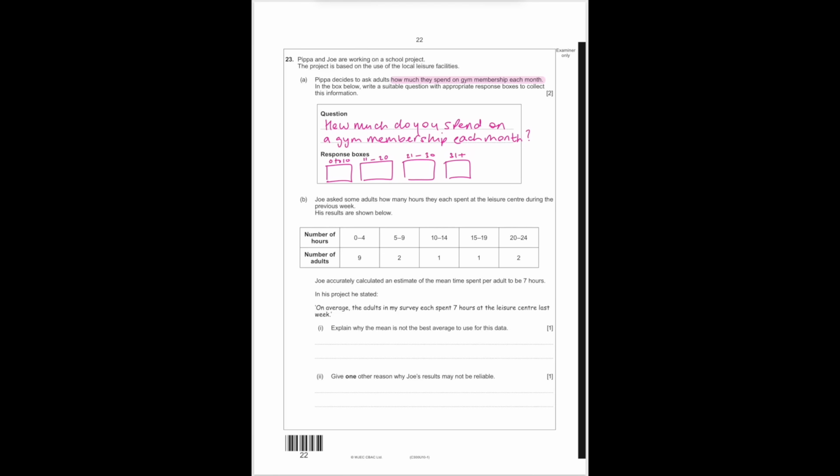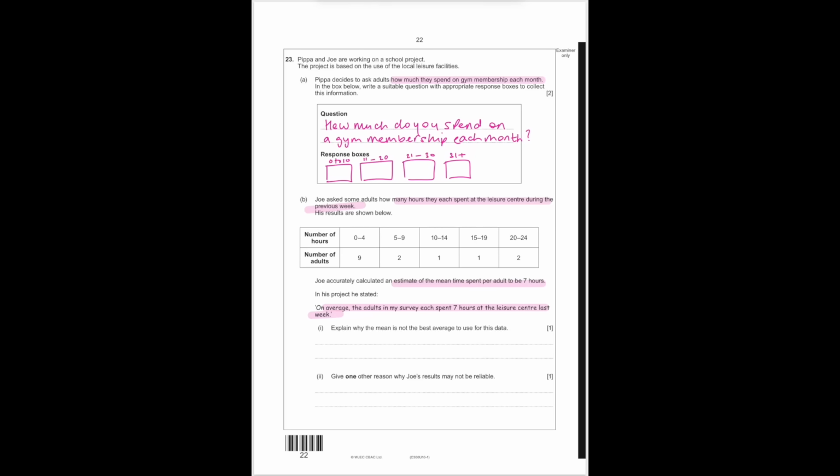Okay, part B. Joe asked some adults how many hours they each spent at the leisure centre during the previous week. His results are shown below. Joe accurately calculated an estimate of the mean time spent per adult to be 7 hours. In his project, he stated, on average, the adults in my survey each spent 7 hours at the leisure centre last week. Explain why the mean is not the best average to use for this data, okay?